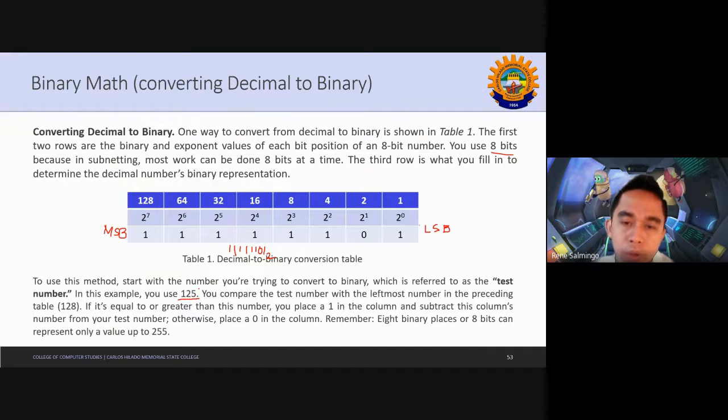And take note, you will have this value up to 2 to the 7. So you start from 0 up to 128. So this is the maximum value for this number of bits. So you have an 8-bit value.